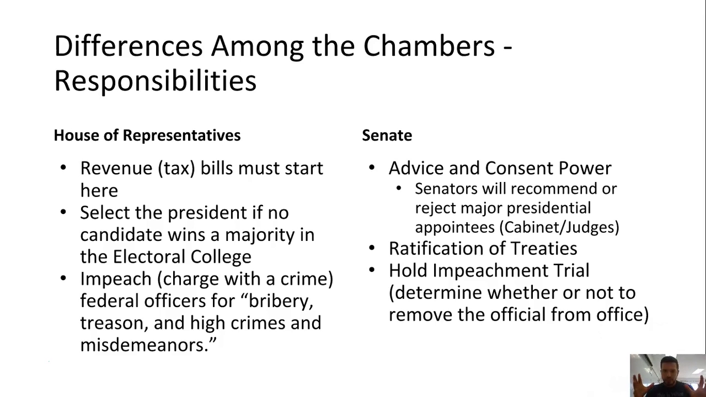Right, so transitioning into the responsibilities for the different chambers, first up for the House of Representatives is that any tax bill or revenue bill has to start in the House. The idea here is that since the House of Representatives is closer to the people, they're getting reelected every 2 years, they are going to be closer to what the people actually want. And if a congressman or a representative doesn't vote in a way that their constituents would like with regard to revenue bills, well, the constituents can just vote them out in the next couple of years.